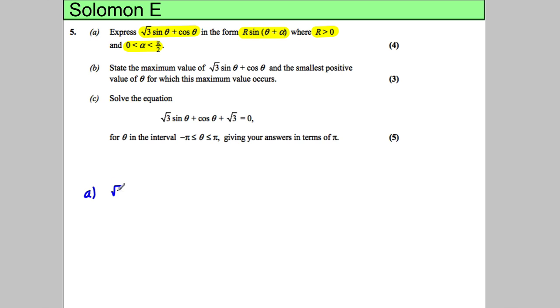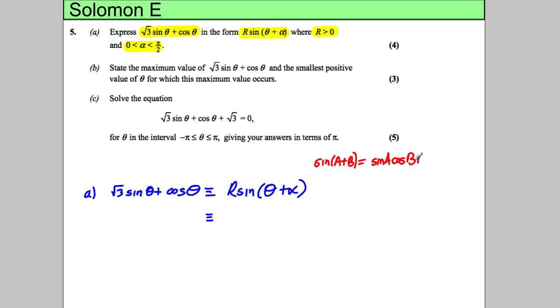We state that root 3 sine of theta plus cosine of theta, we want it to be written in the form so it is identical to r sine of theta plus alpha. And what we do is we expand this right hand side using the addition formulae. Now these are given in your formula book. Sine A plus B is equal to sine A cosine B plus cosine A sine B. So that's given in your formula booklet.